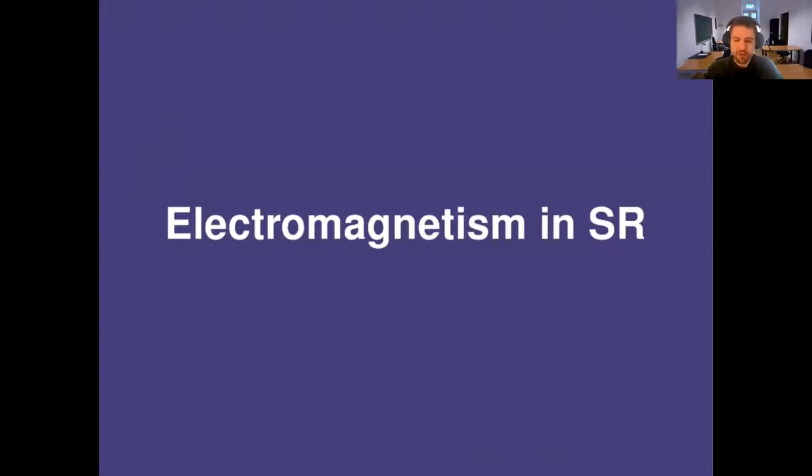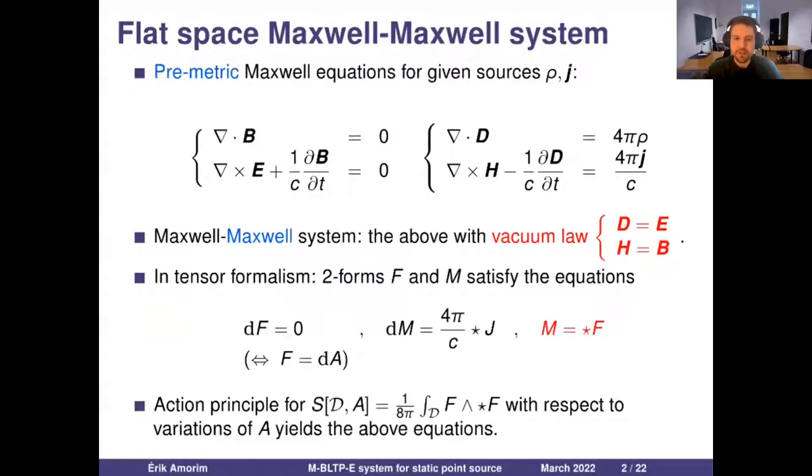How do we do electromagnetism in special relativity? All right, so special relativity, or flat space. When I say flat space, I mean Minkowski space. The usual Maxwell equations are composed of the following. There's this system of pre-metric Maxwell equations.